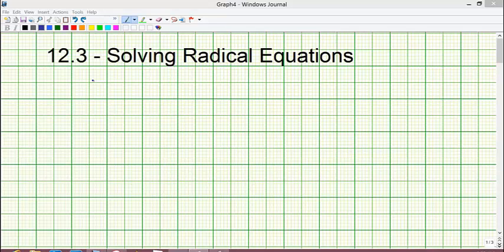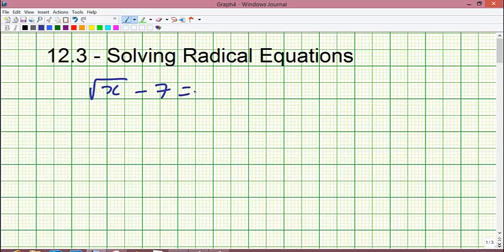Okay, today we're going to look at section 12.3, solving radical equations. We'll start off nice and simple. A radical equation is an equation which contains a radical, and obviously with an equal sign. That makes the equation. So there's a simple one: the square root of x minus 7 equals 0.